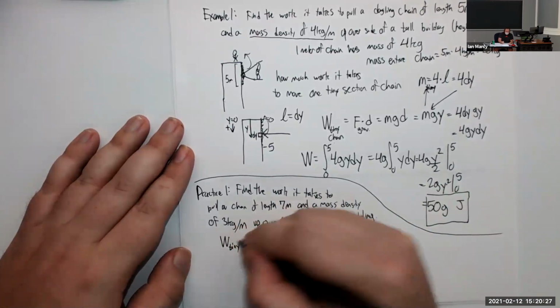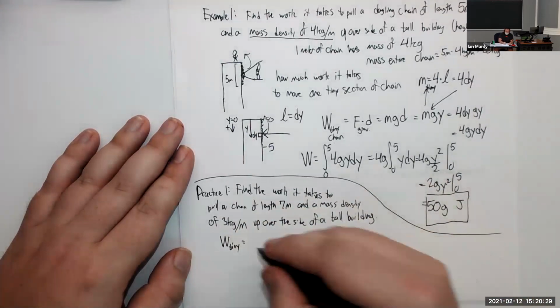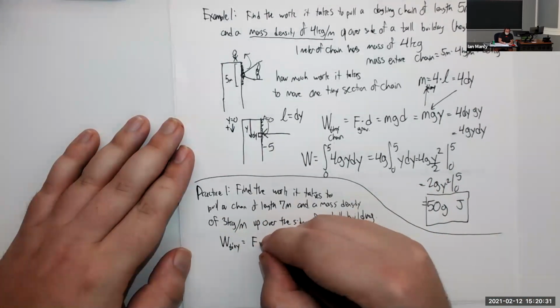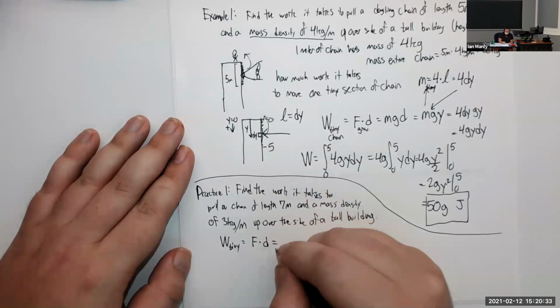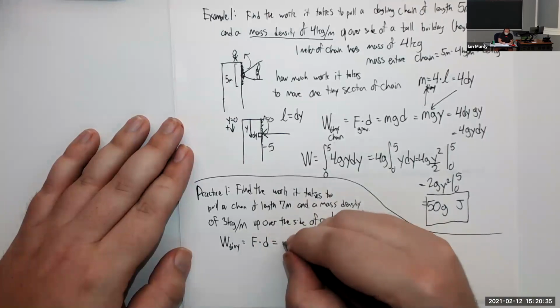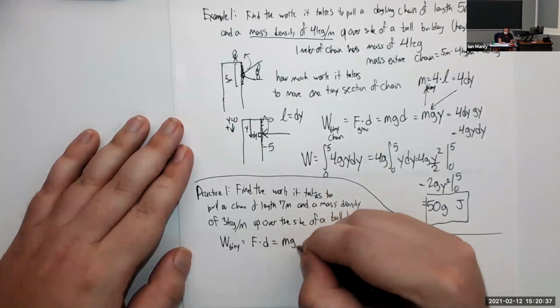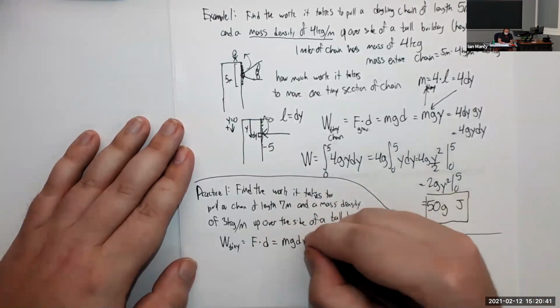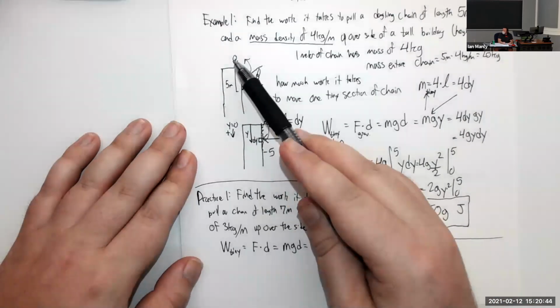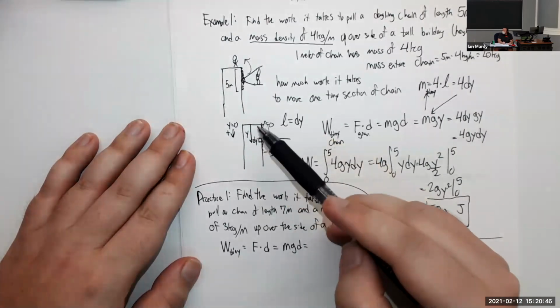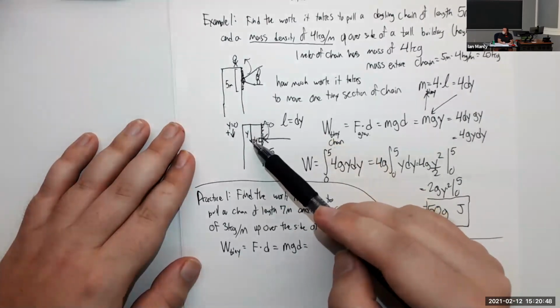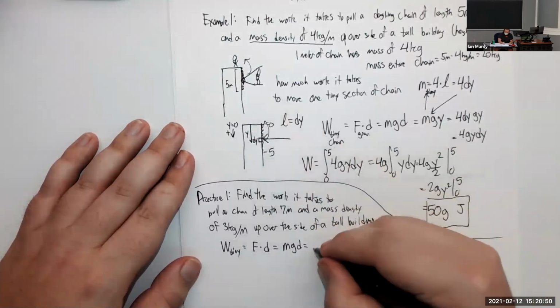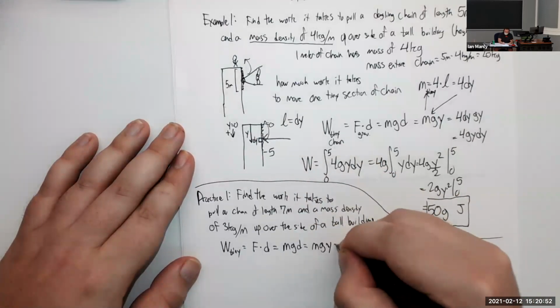We're still going to figure out the work on a tiny chunk of the chain, which is the force we do on it times the distance we move it. The force is once again going to be gravity, and that's probably the most common force that we're going to be working against in these problems. And if we set up everything in the same way that we did with the previous problem, the distance we're moving this up is going to be y. So we're going to have mgy.